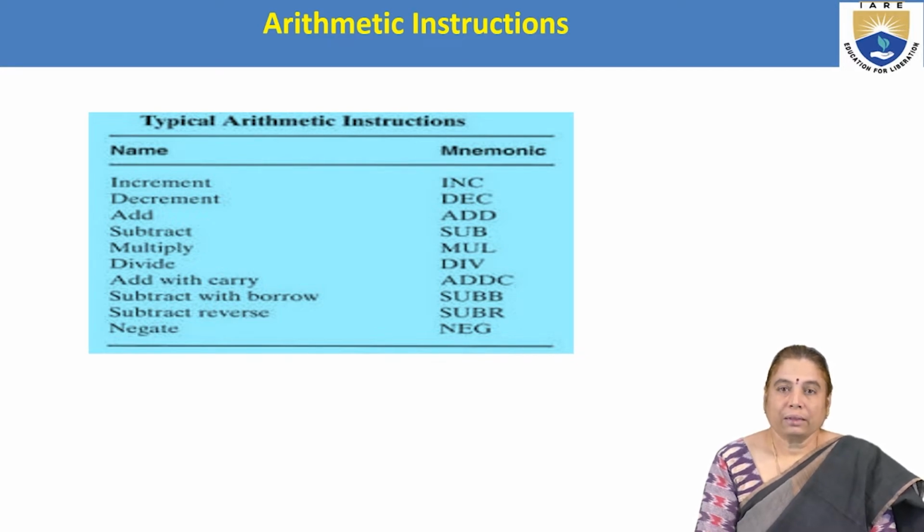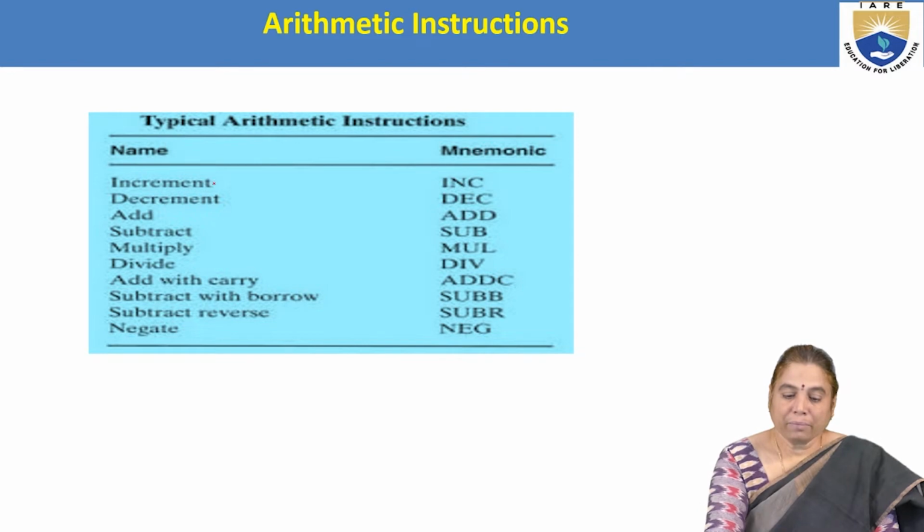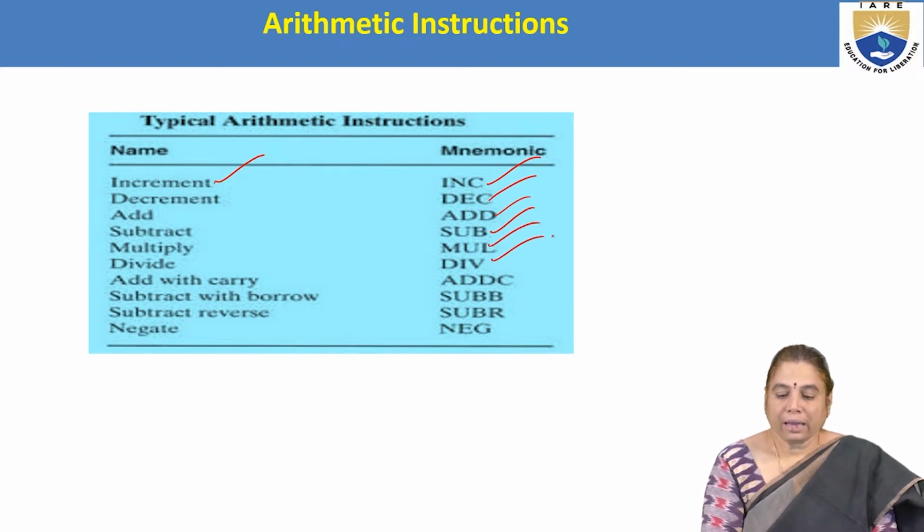The list of arithmetic instructions are: increment, the mnemonic used is INC; decrement, mnemonic DEC; add, ADD; subtract, SUB; multiply, MUL; divide, DIV; add with carry, ADDC; subtract with borrow, SUBB; subtract reverse, SUBR; negate, NEG. So these are the list of arithmetic instructions.